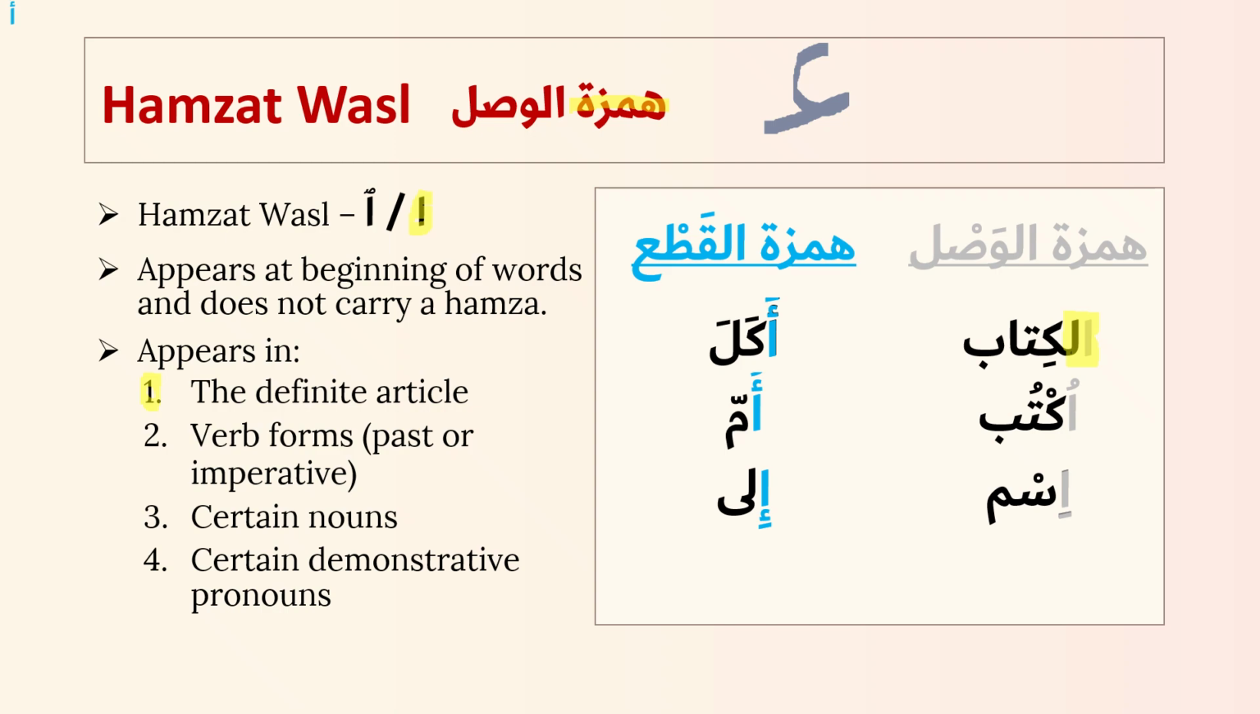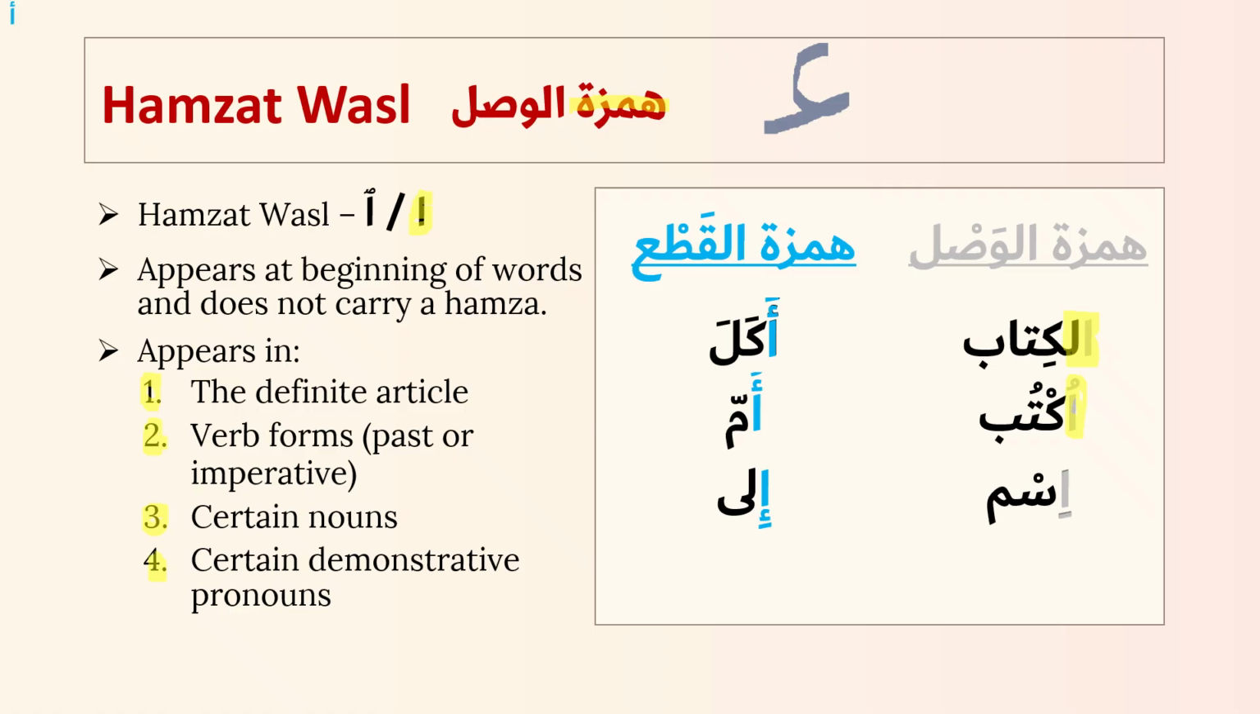The second case is in certain verb forms, the past or the imperative. So in some verbs, the Hamzat Wasl appears, like in here, uktub. This is a command form. Uktub. This here is also a Hamzat Wasl at the beginning. Remember, it always appears only in the beginning of words. So it's uktub. And the third and fourth case is it appears in certain nouns or demonstrative pronouns.